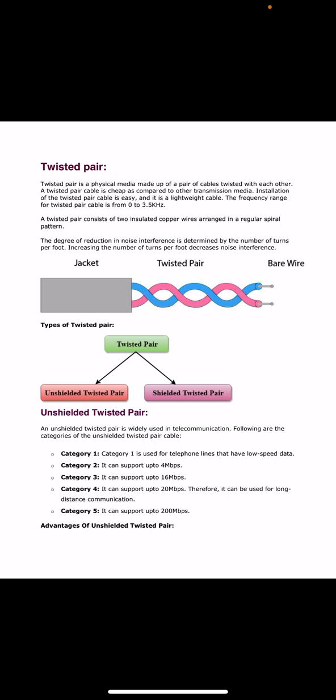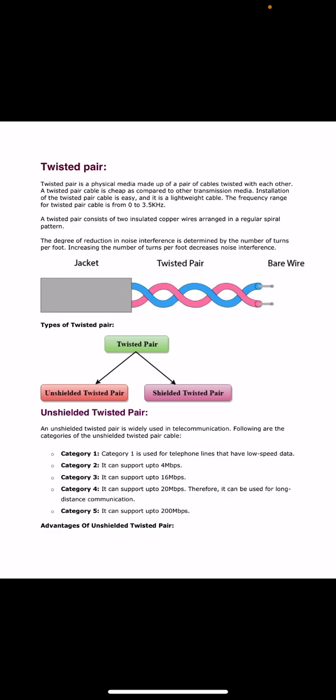Third category can support up to 16 Mbps. Fourth category can support up to 20 Mbps. Therefore, it can be used for long distance communication. And the last category can support up to 200 Mbps.